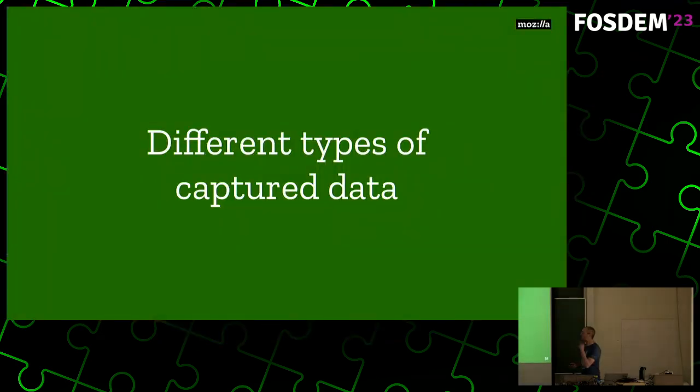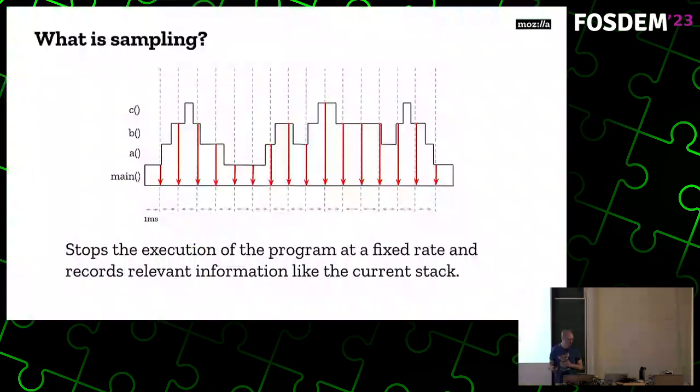So now I want to go into the captured data. We have two types of data. The first type of data is sampling. What we are doing is, every interval, every millisecond here, we look at what the program is currently executing. So we look at the stack. Here, for example, this is an example of a program that starts with main. This is the main function of a program that calls A, that calls B, that calls C. C will return, etc.